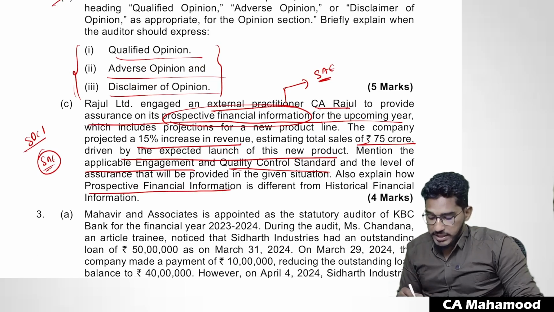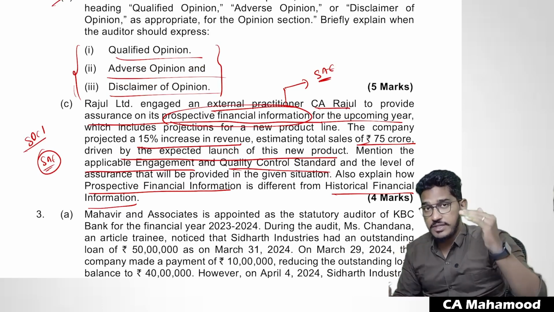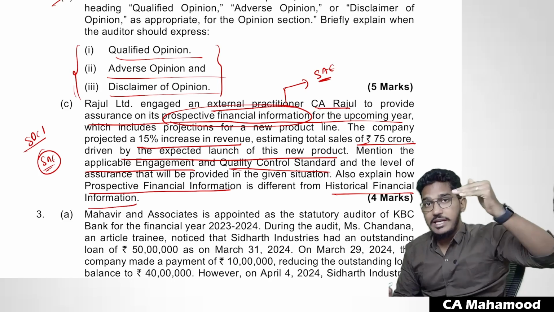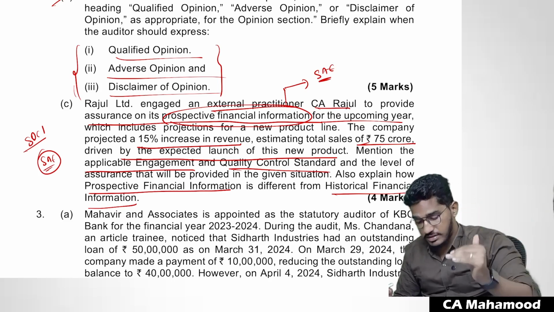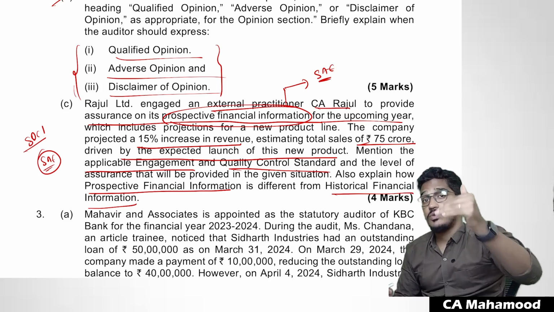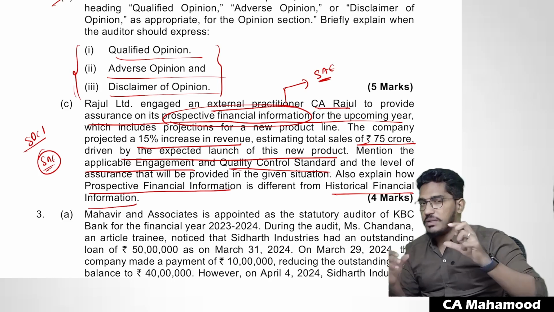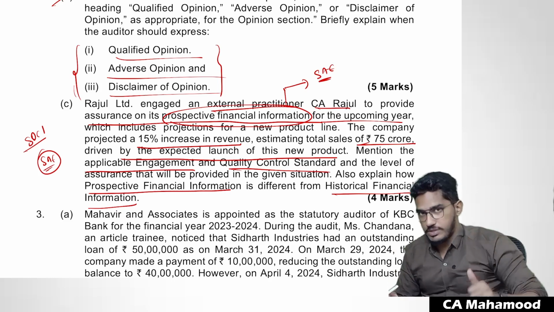Also explain how prospective information is different from historical financial information. Difference between historical financial information, prospective financial information. Historical information definition will be there, which has actually happened in the past, whereas prospective financial information is about to take place in the future. This is simple meaning, but there's a technical definition. That's what you are supposed to write.